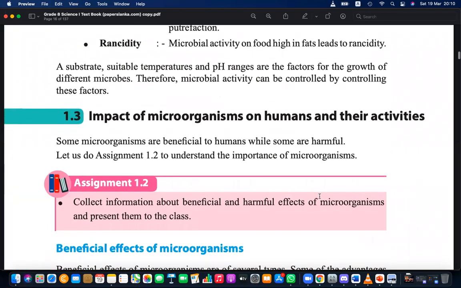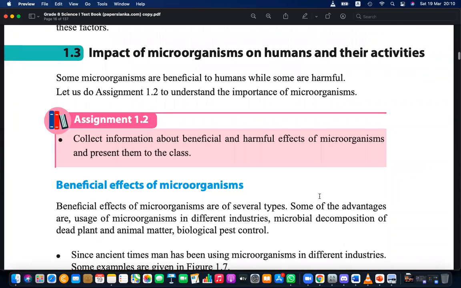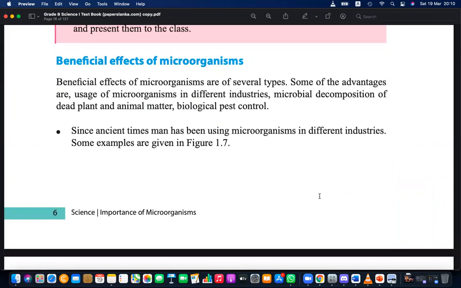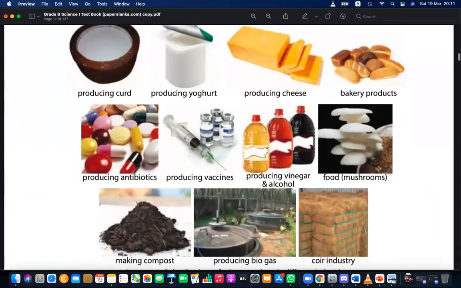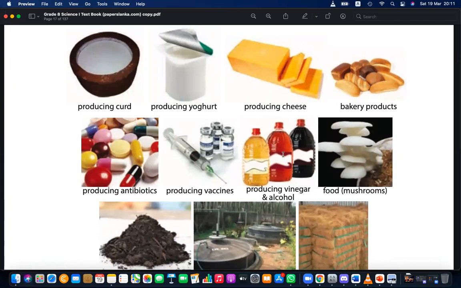Okay. Then the impact of microorganisms on humans and their activities, that is the next thing. We learned about the beneficial effects of microorganisms. They are mainly used in producing dairy products like curd, yogurt and cheese. Different bacteria in such products generate different tastes. So we could call them tasty bacteria, not that they are literally tasty, because different bacteria types generate different tastes.